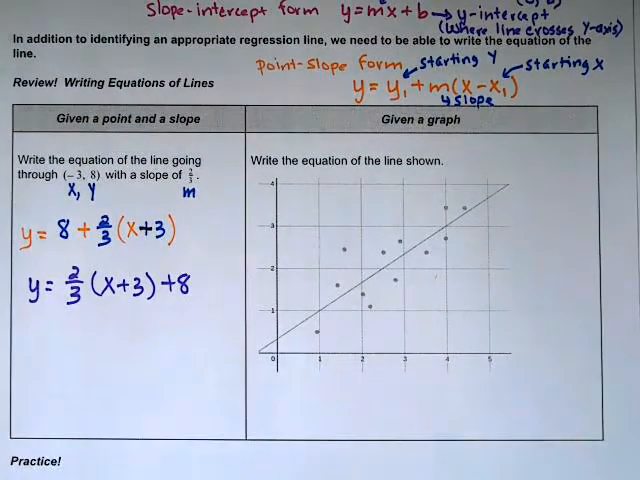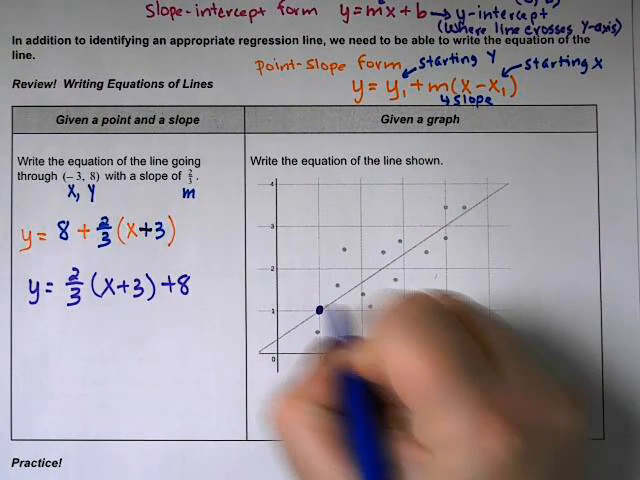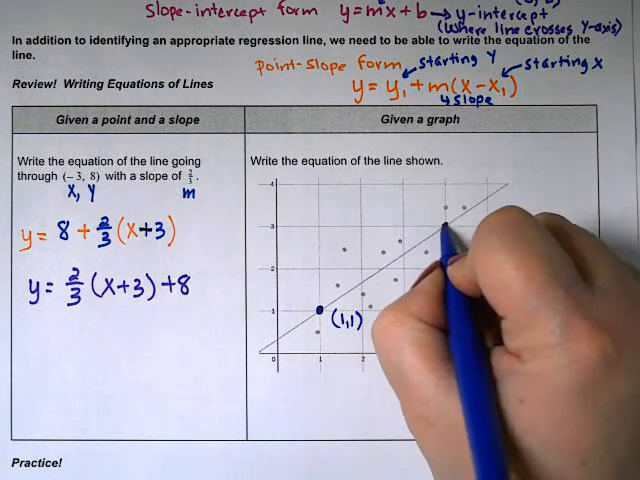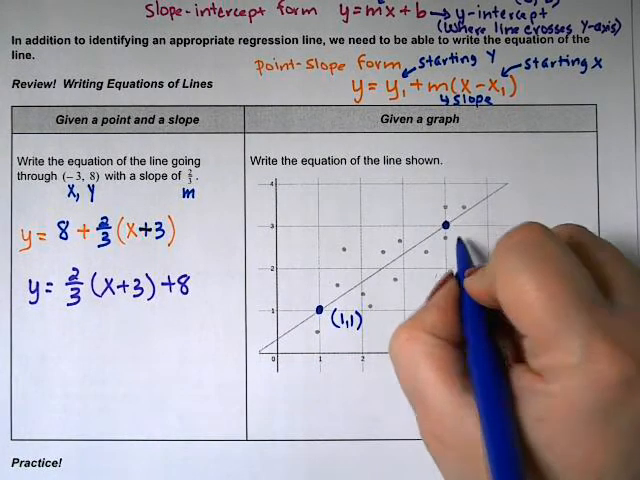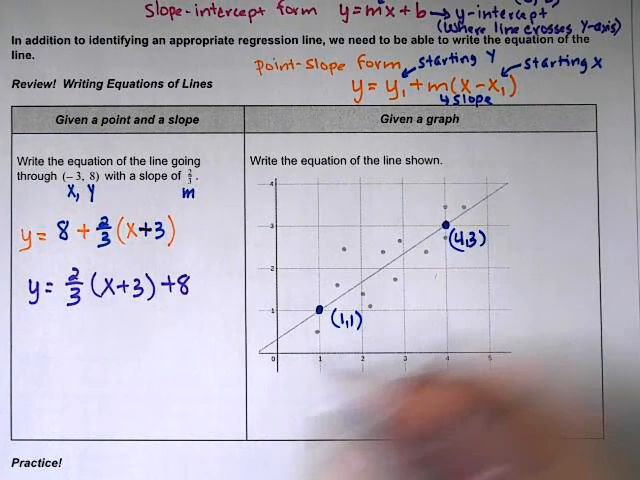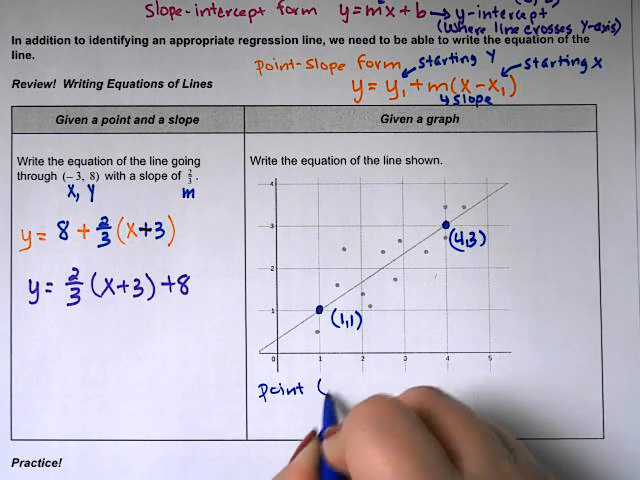So we need to find some good points for us. So let's see. Here's a good point right here. This is the point 1, 1. And here's another good one. So this is the point 4, 3. So I'm going to pick the point 1, 1. I'm going to say that's going to be my point that I'm going to use.